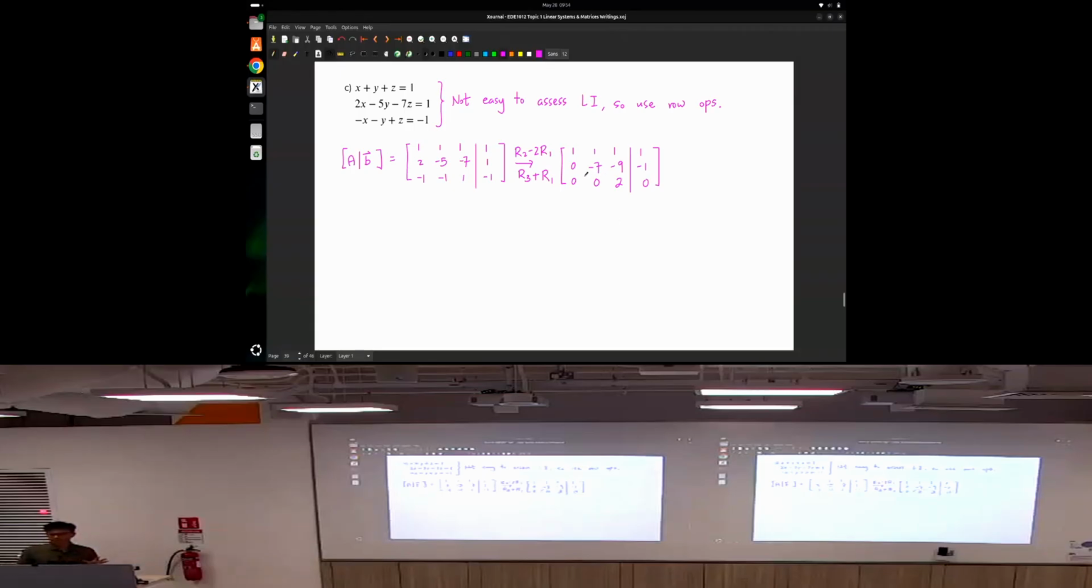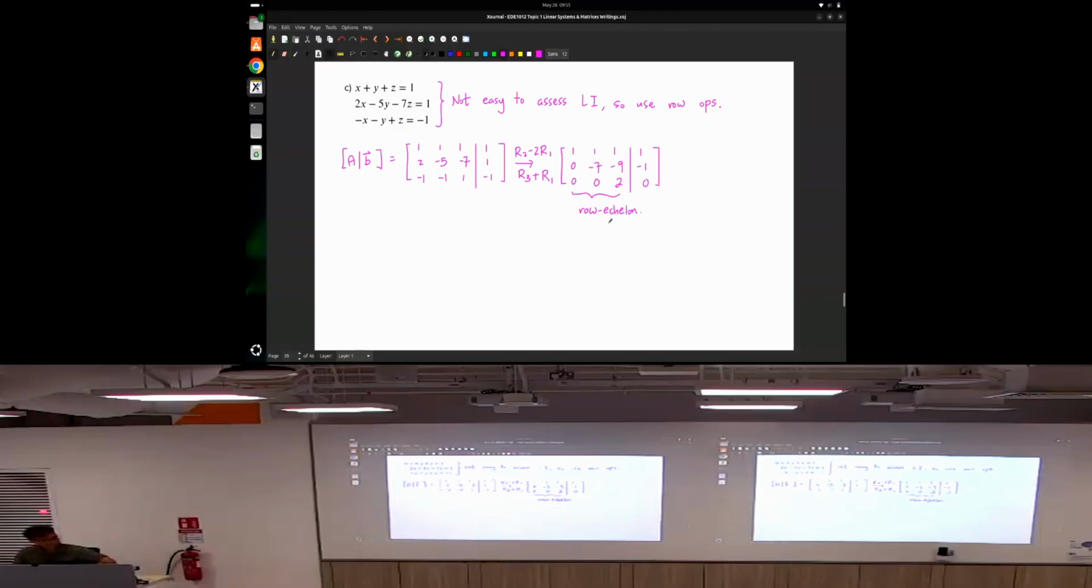You don't exactly get the row echelon form in the sense that you got all the ones here. But 1 or not 1 doesn't matter, because how to make this a 1? I just divide by -7, if I want. How to make this a 1? Just divide by 2. So this is already the row echelon form. Good enough. Because I already have my lower triangle of zeros.